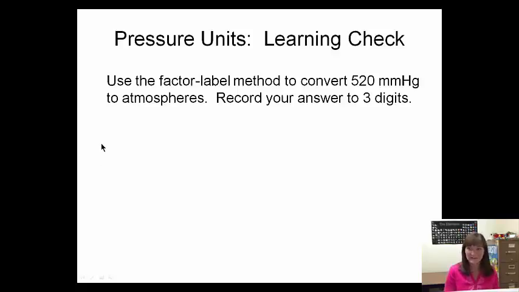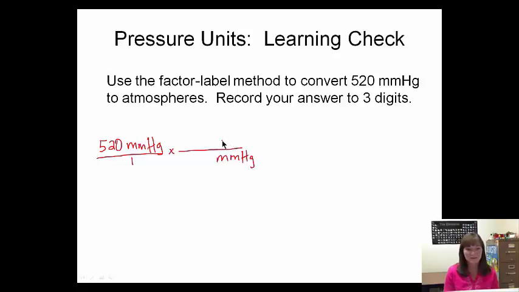Using factor label, I'm going to start by writing down the information that's in the problem: 520 millimeters of mercury. Make sure you put the mercury on there. If you like to put it over 1, that's totally fine. That's up to you. Now, I don't want to be in millimeters of mercury, so I'm going to put millimeters of mercury in the denominator of my conversion factor.